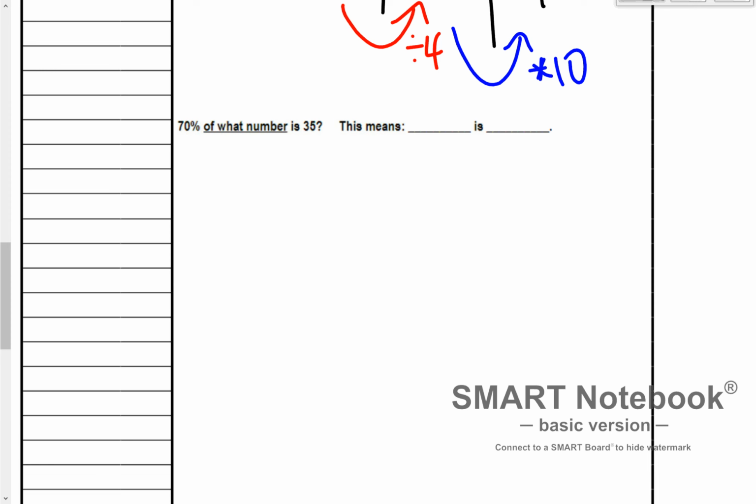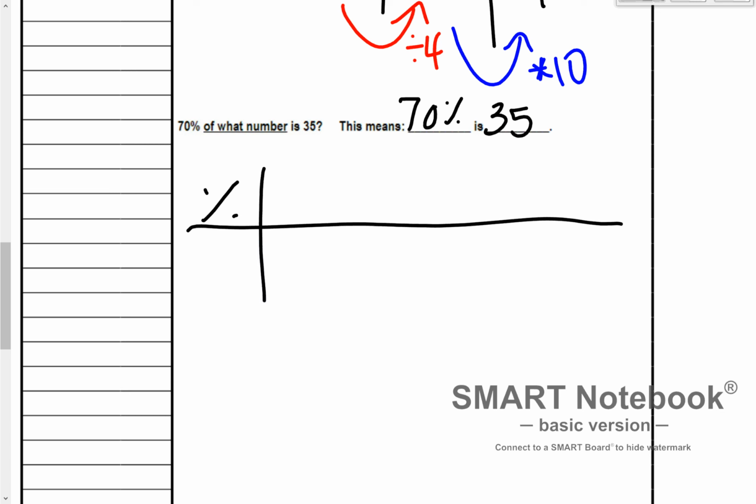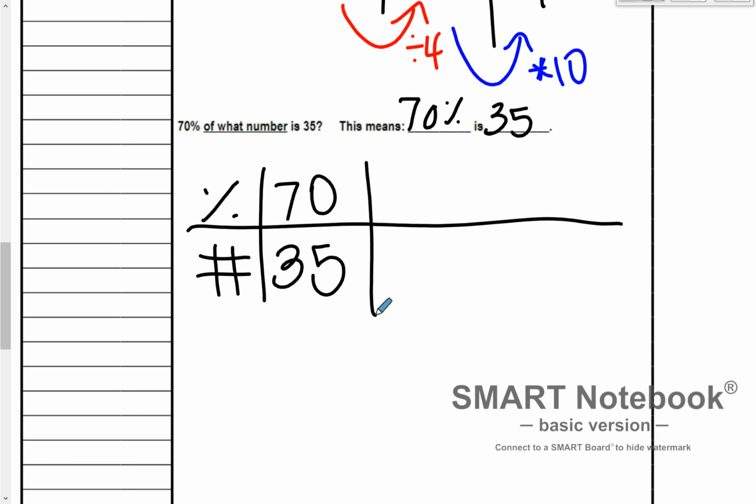All right, so 70% of what number is 35? This means that 70% is equal to 35. We want to know what 100% is equal to. So I make my ratio table with my percent and my number. 70% is equal to 35. I'm starting to think, what can I divide 70 and 35 both by? I can get 70 down to 10. Always want to try to get down to 10 if I can. That would be dividing by 7. So I check to see, can I divide 35 by 7? Yeah, I can. So I'm going to go ahead and do that.